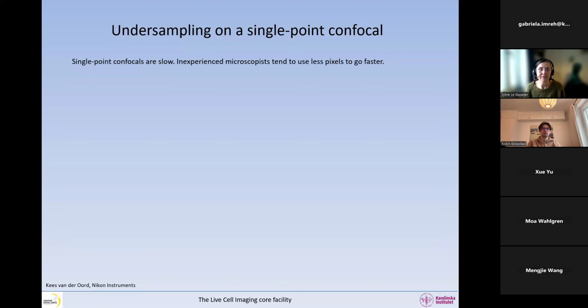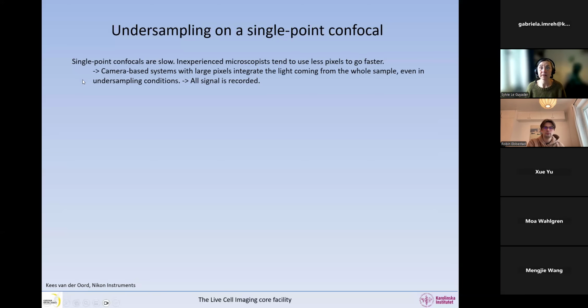So maybe I don't want to image with 2048 pixels. Now I'm going to put 1024. It's good enough. This is in general what happens because people want to go faster. And then we use a great objective, right? But still, we undersample. So in camera-based systems, we have large pixels, but they are next to each other. So there is no space between the pixels where we do not collect light in a camera-based system.